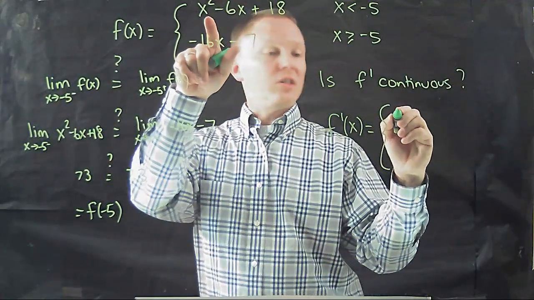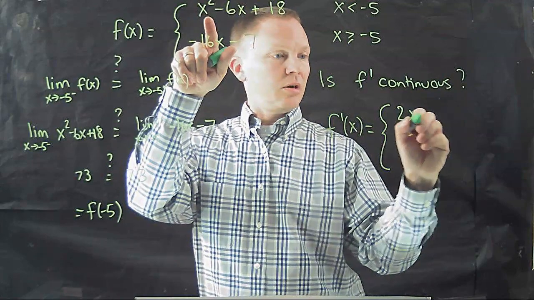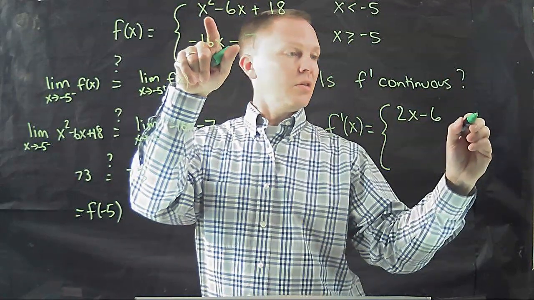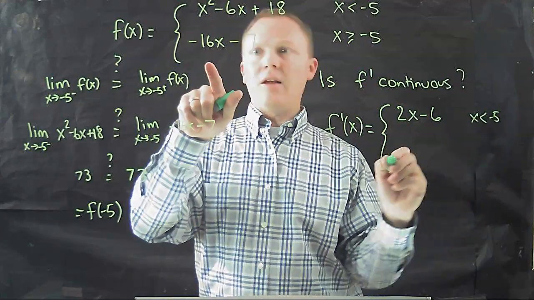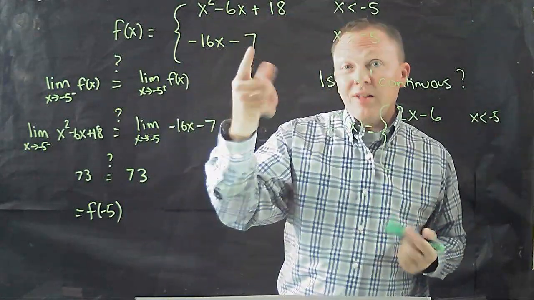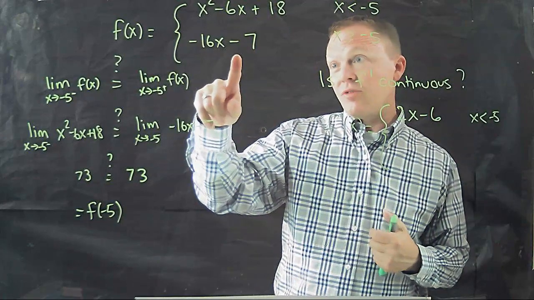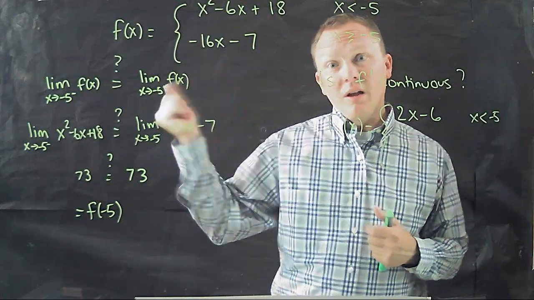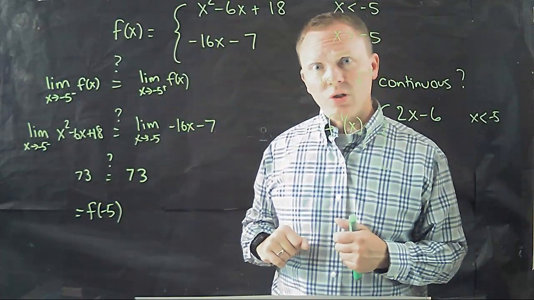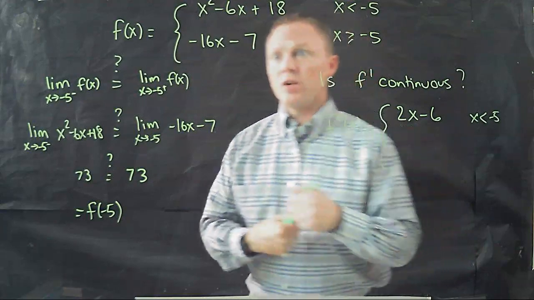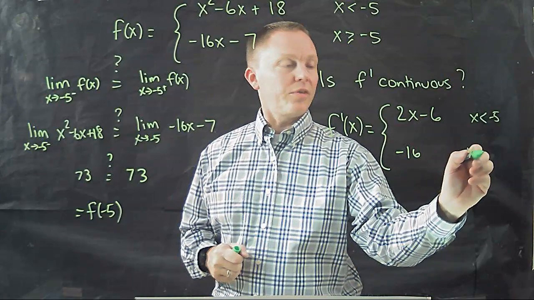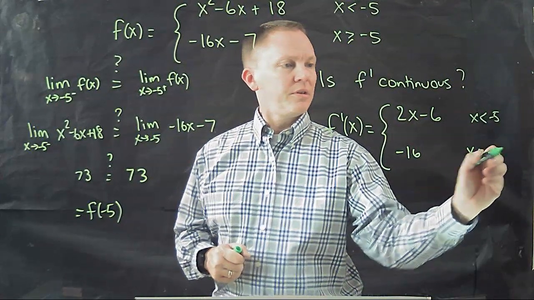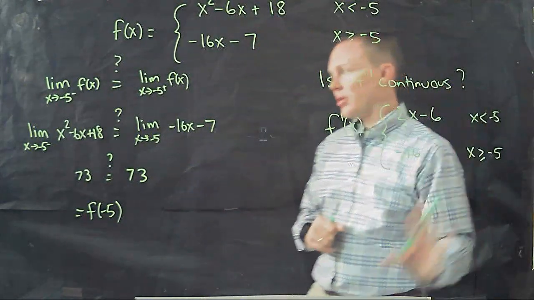So the derivative of this guy is going to be 2x minus 6, for x less than -5. And the derivative of this guy, quite frankly, you shouldn't have to go through the limit definition for this one because this is linear right here. You should be able to tell me the derivative of a linear function just by looking at it. It's the slope, right? So -16, for x greater than or equal to -5. Okay, so there's our derivative function right there.